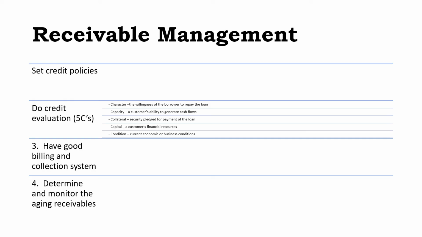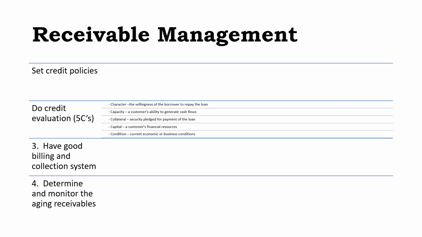Now, what are the tools in receivable management? So first, we should set credit policies. Number two, we should do credit evaluation or the 5 C's. What are these 5 C's? Character: the willingness of the borrower to pay the loan. Number two, capacity: does the borrower or the customer have the ability to generate cash flows? And number three, collateral: does the customer have a collateral or security pledge for payment of the loan?